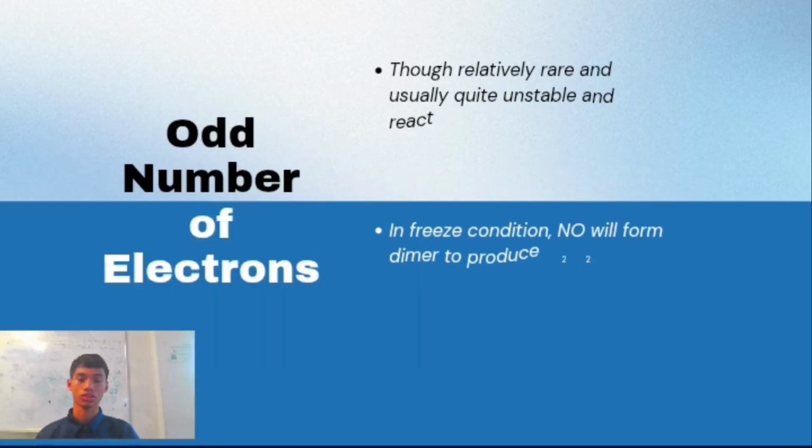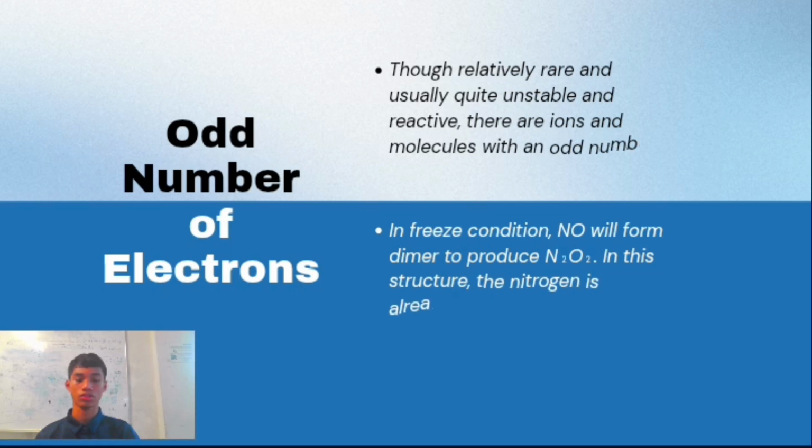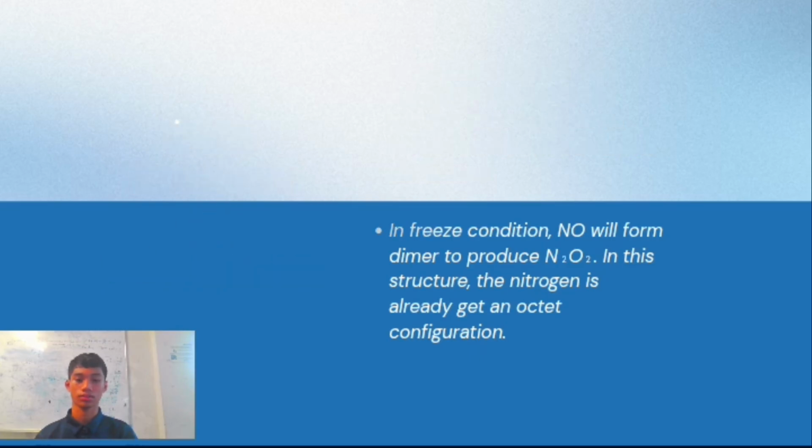Odd number of electrons. Though relatively rare and usually quite unstable and reactive, there are ions and molecules with an odd number of electrons. In freezing conditions, NO will form a dimer, N2O2. In this structure, the nitrogen is already in an octet configuration.